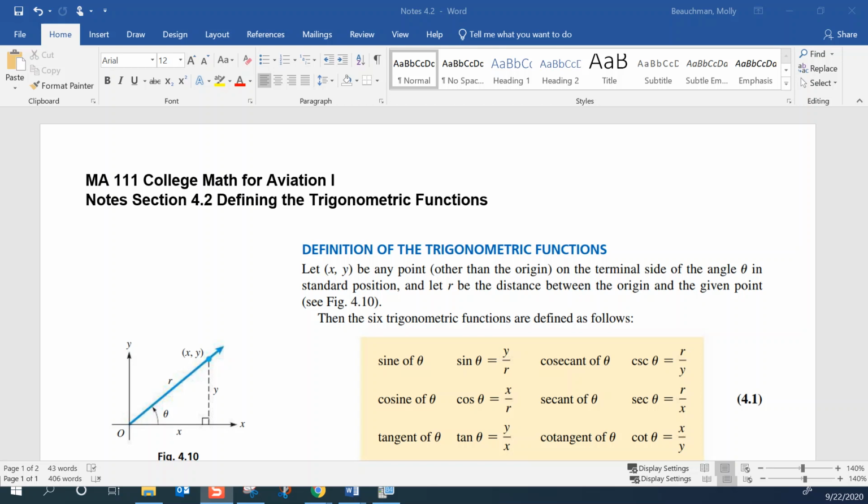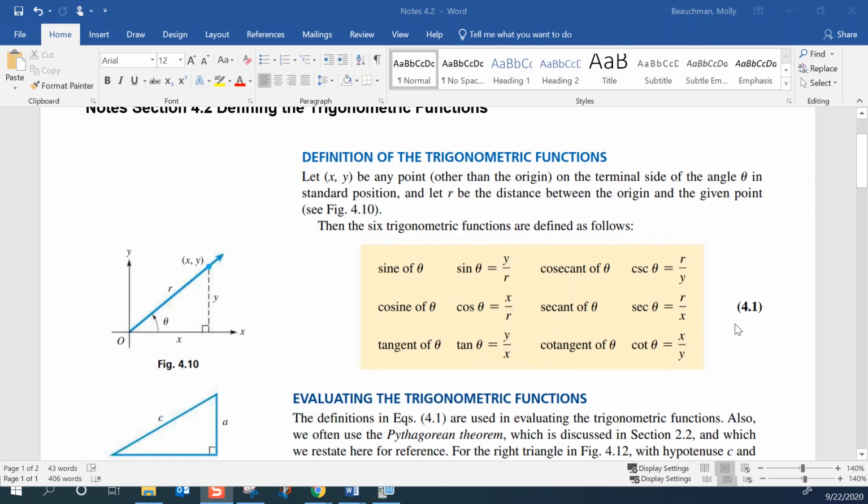In this video, we'll take a look at the trigonometric functions. The trigonometric functions that we're going to look at are really the ratios. We call them trigonometric ratios. So, definition: let (x, y) be any point other than the origin on the terminal side of an angle in standard position, and let r be the distance between the origin and the given point. Notice we have an (x, y) point.